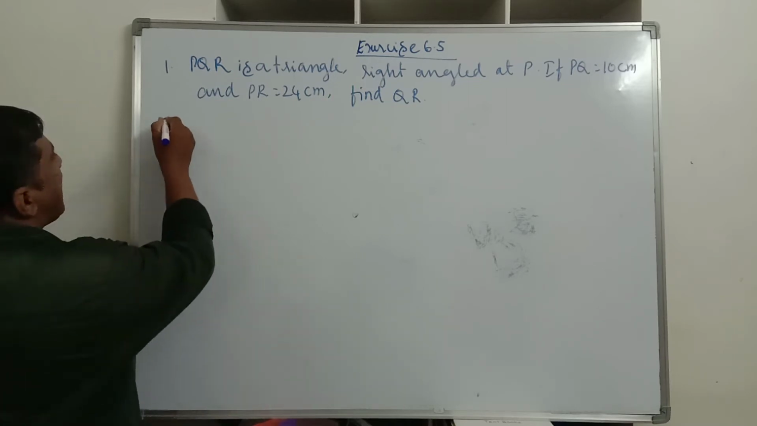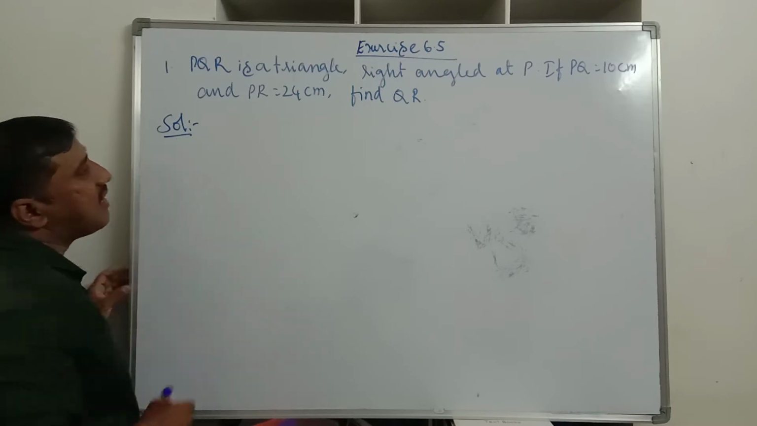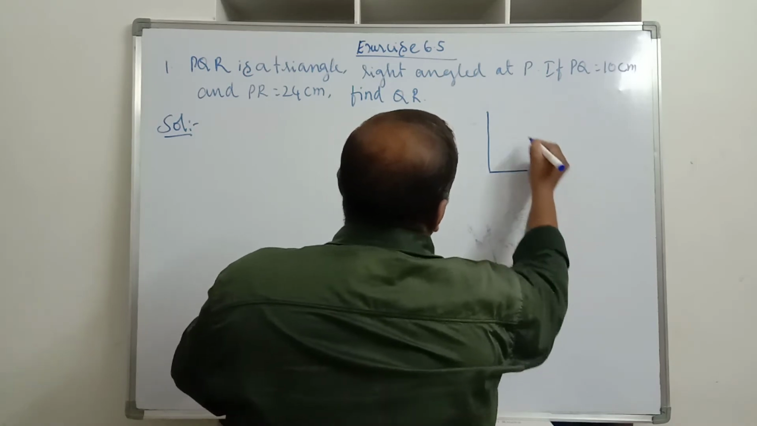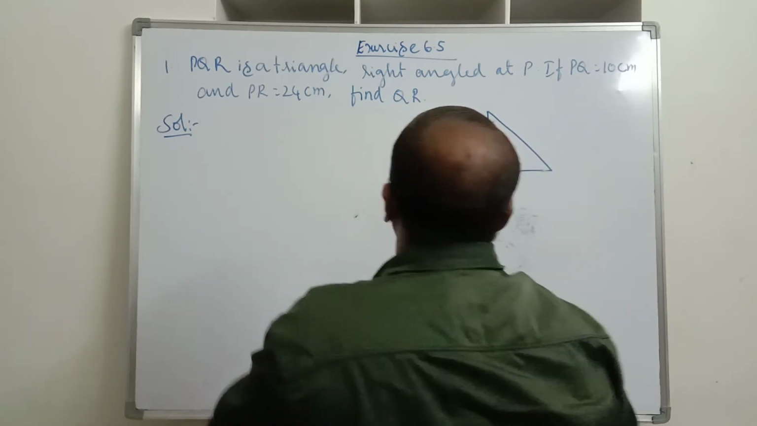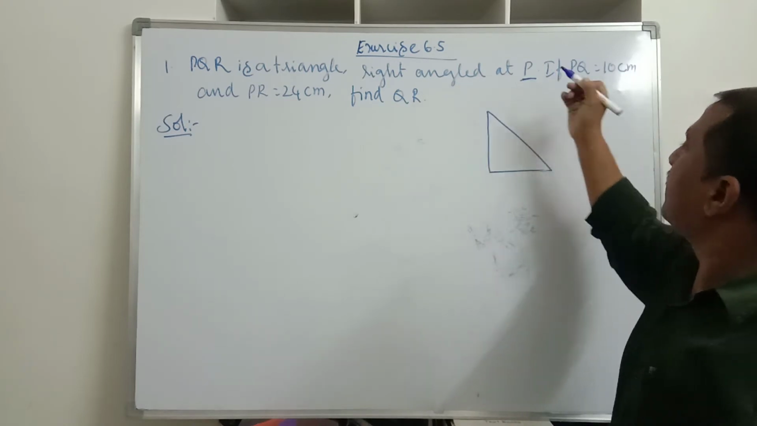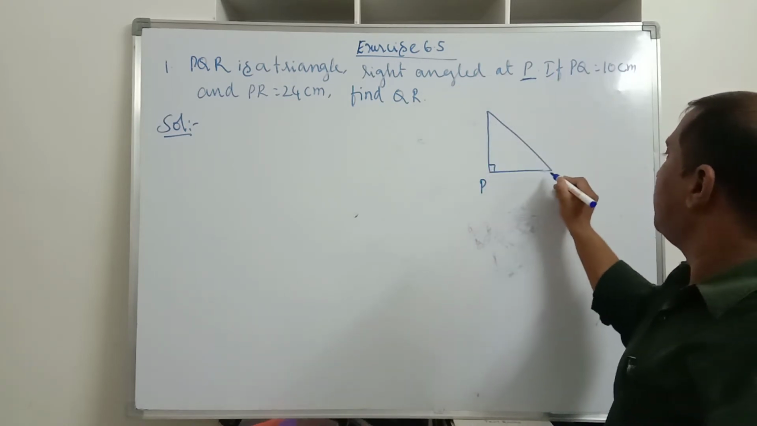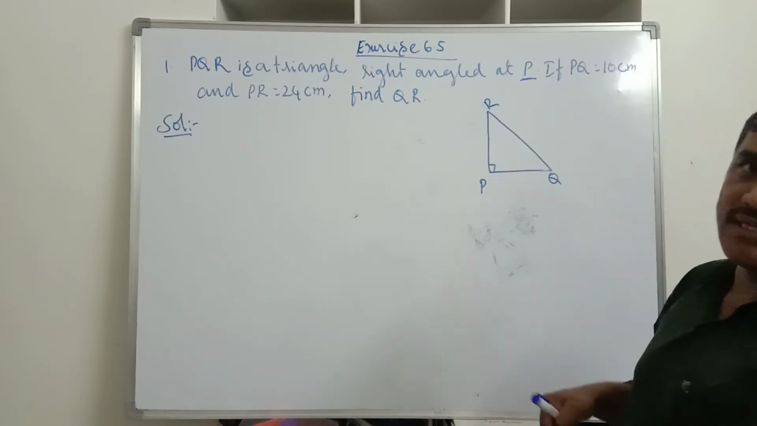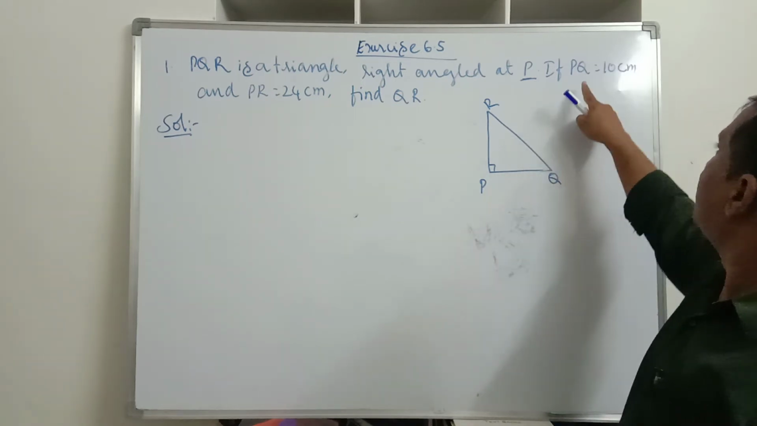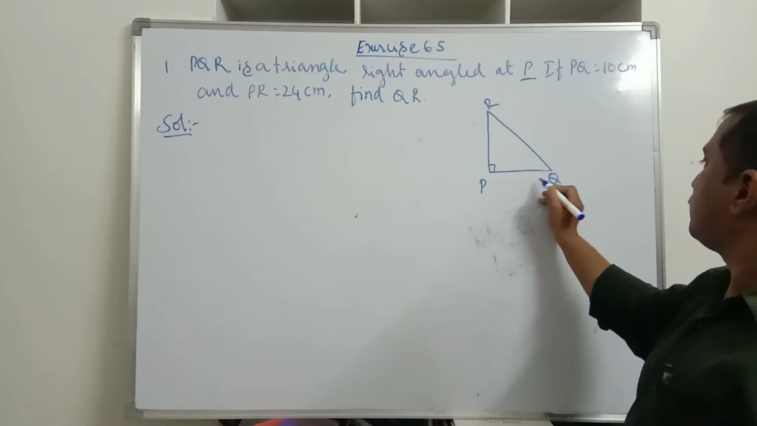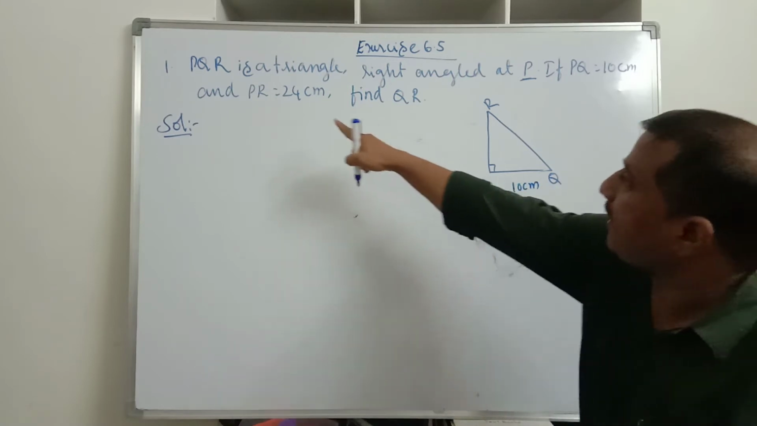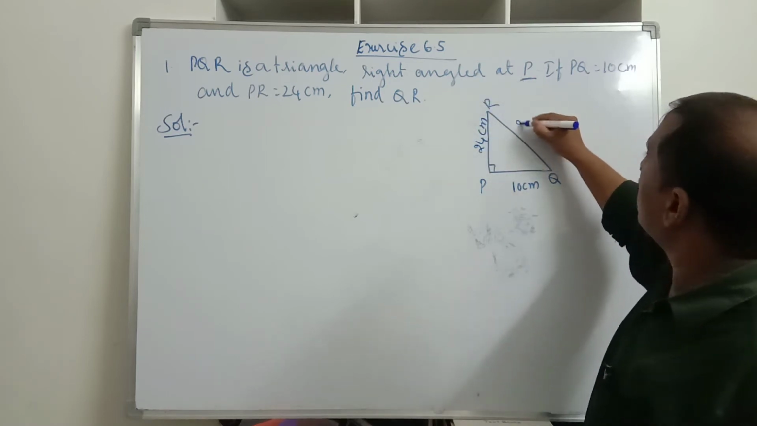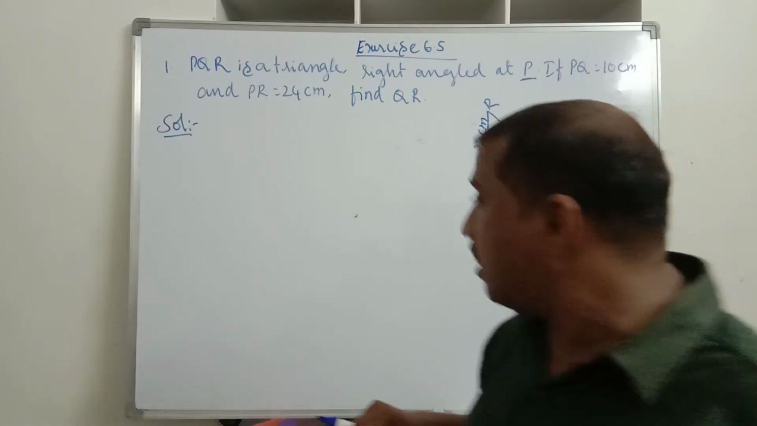So you are given one right angle triangle and two sides are given. Find the third side. First you draw a rough diagram of a right angle triangle like this. And where is the right angle? Right angle at P, therefore locate this as P. Then it is Q and it is R. Now triangle PQR is right angled at P, and PQ is equal to 10 centimeters. So this is 10 centimeters. PR is equal to 24 centimeters. And we have to find QR.